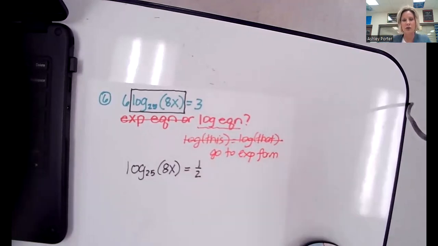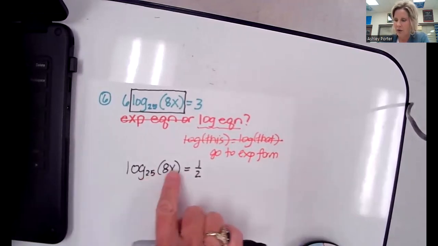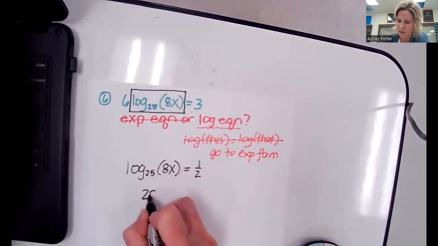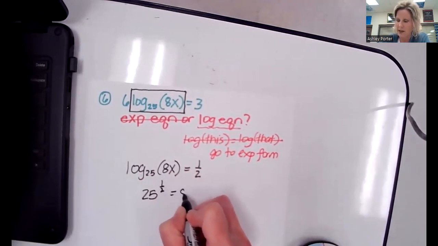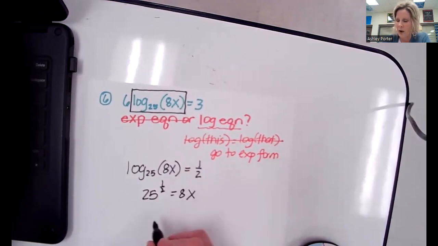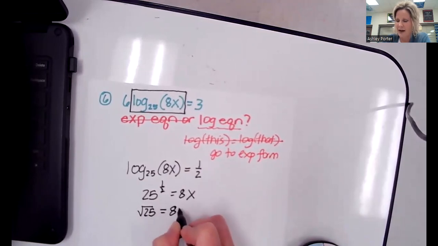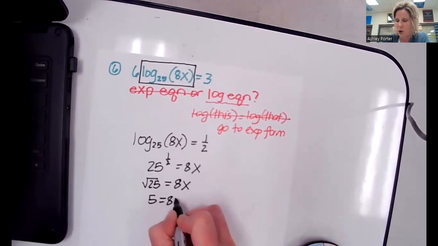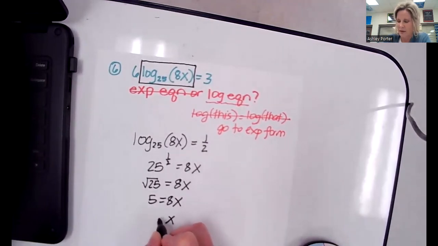Rewrite in exponential form. So exponential form is 25 to the 1/2 power equals 8x. 25 to the 1/2 is the square root of 25, which is 5, equals 8x. Cool. x equals 5/8.